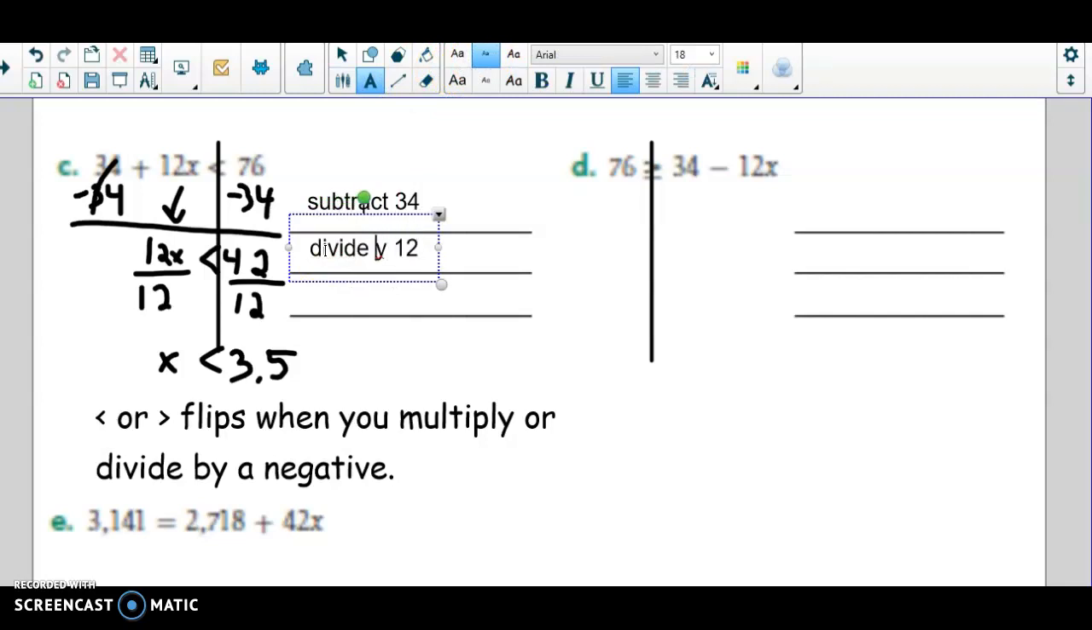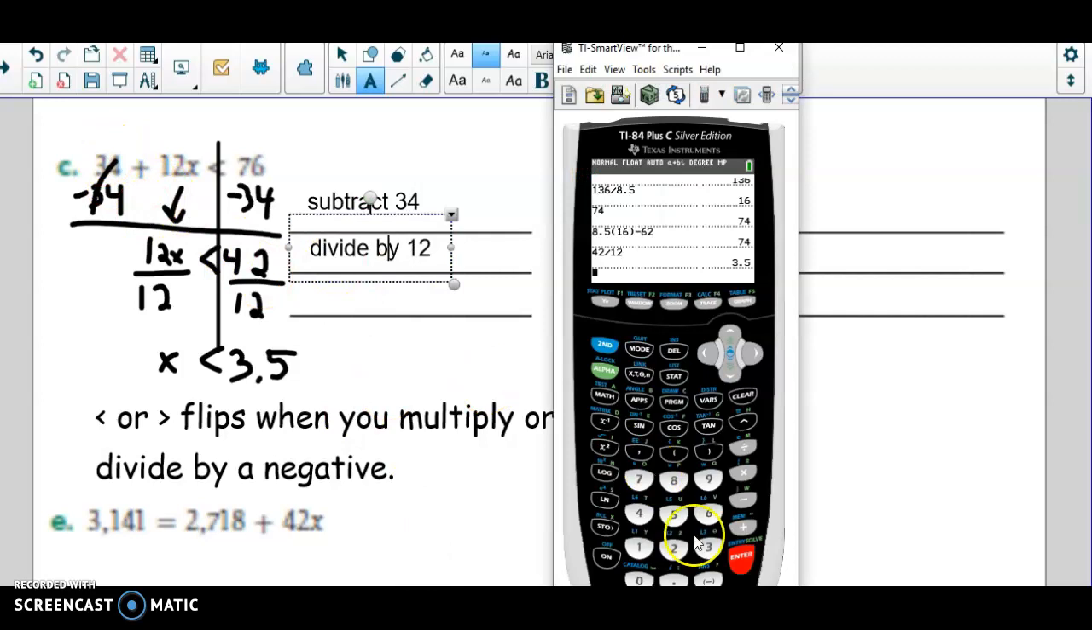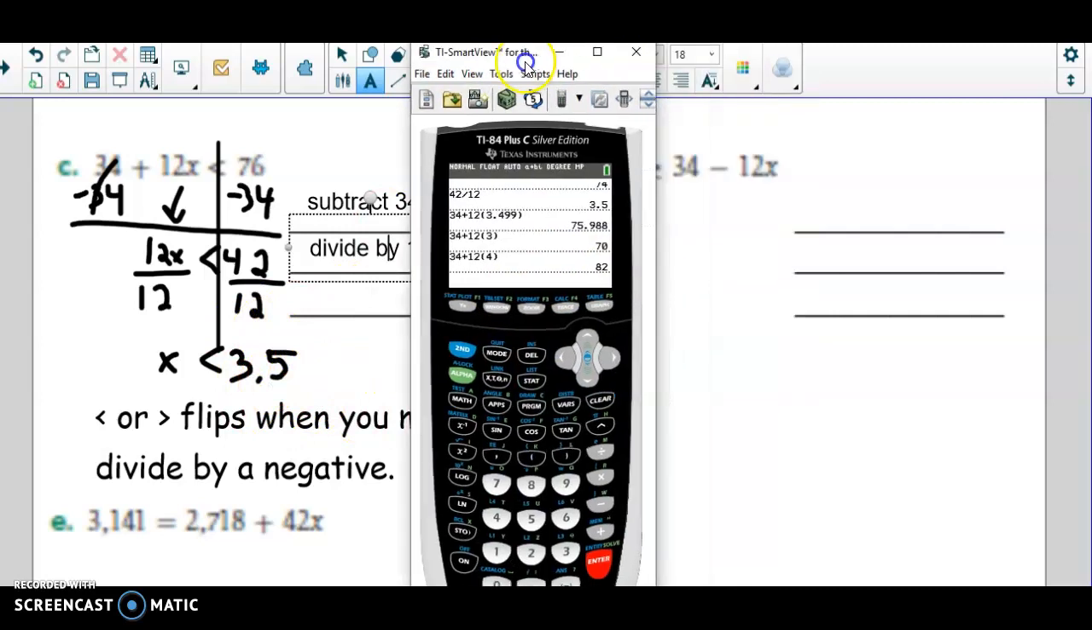Let's check our answer. If we do 34 plus 12 times any number that's less than 3.5, so let's say 3.499, it should be less than 76. Maybe 3 is less than 3.5, so we'll try that too. If we tried a number that was larger than 3.5, like 4, we should get something over 76, and we do. So we have a general idea that that is the correct answer. All right, let's take a look at our next one.